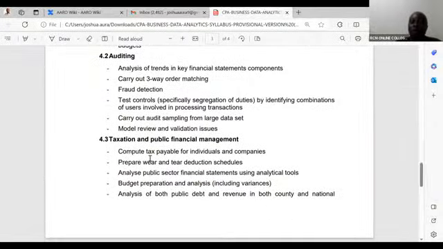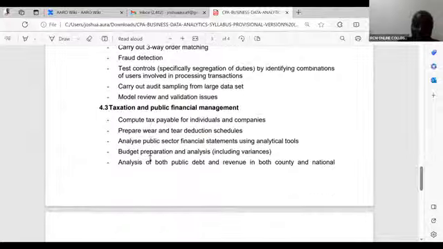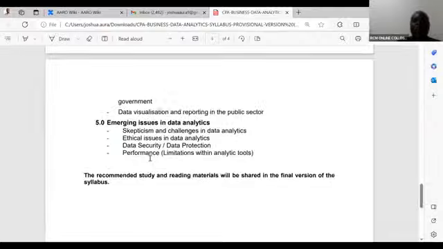Taxation. Then how do you compute tax payable for individuals and companies? This will really help you guys in terms of tax planning. Prepare wear and tear deduction schedules, analyze public sector financial statements using analytical tools, budget preparation analysis, including variances, analysis of both public debt and revenue in both county and national governments. And then we have data visualization reporting in the public sector.